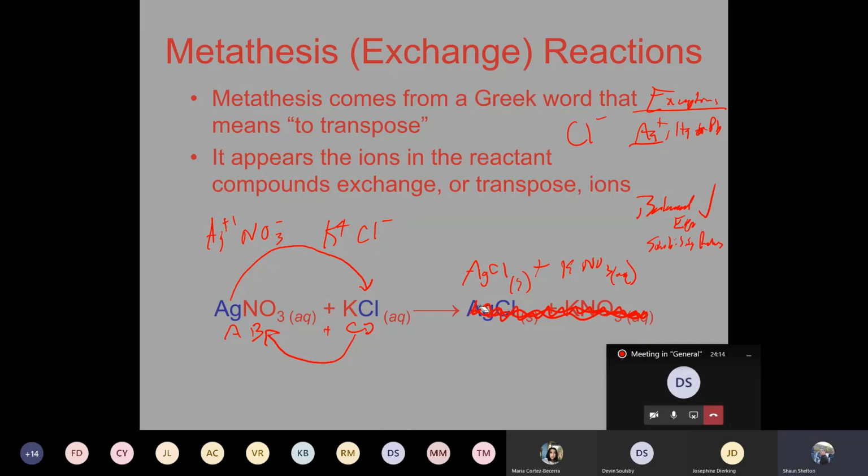So from this reaction, what we just determined was that we have AgCl solid plus KNO3, which is aqueous. AgCl is your solid, so AgCl is your precipitate for that reaction. Any questions on that?